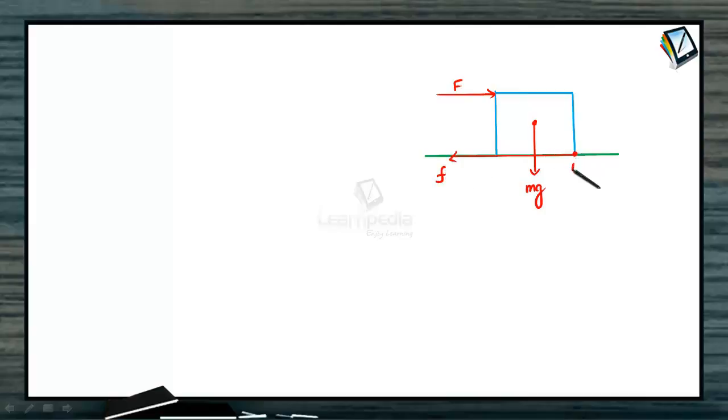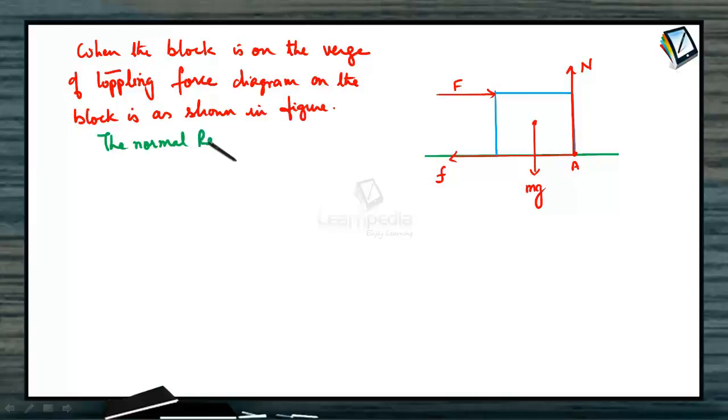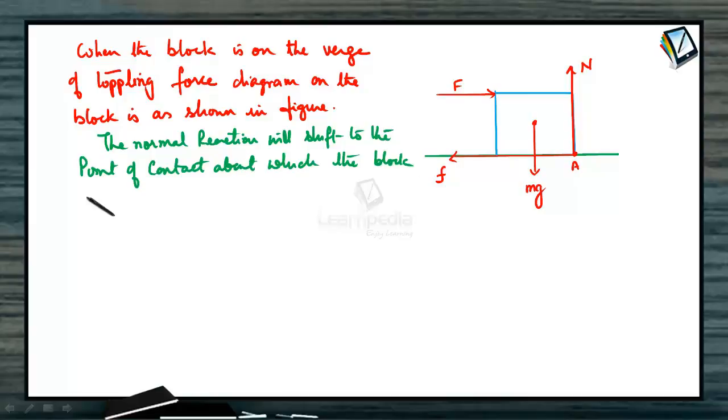Now about point A, as the block is going to topple, this is the axis of rotation. The normal reaction shifts from here to this particular position. This is N. One point we should note: when the block is on the verge of toppling, the force diagram on the block is as shown here in the figure. The normal reaction will shift to the point of contact about which the block topples. So normal reaction will shift about point A.